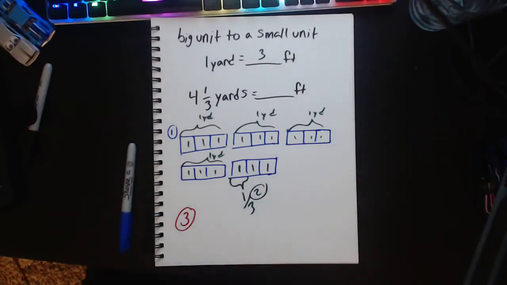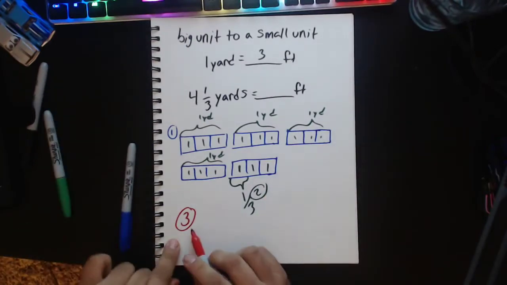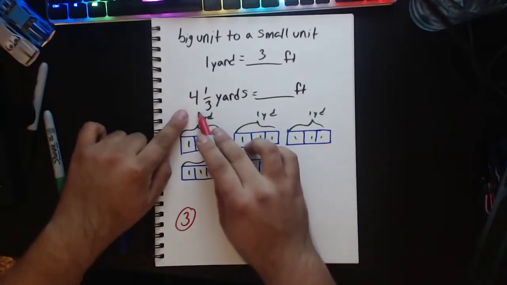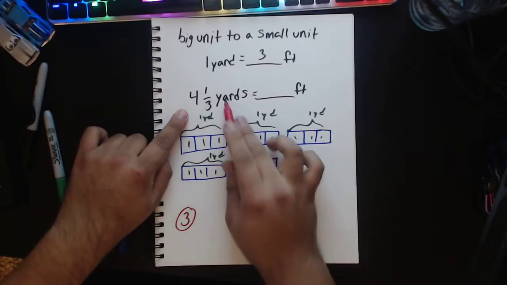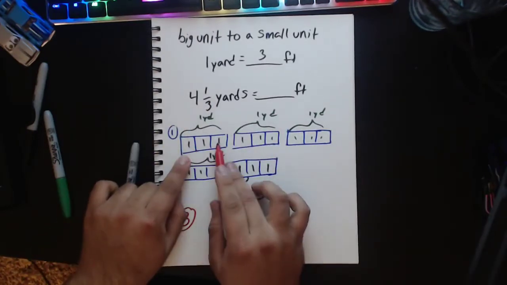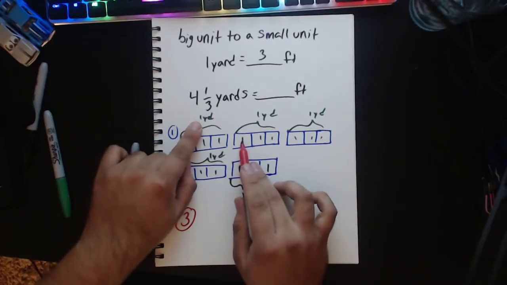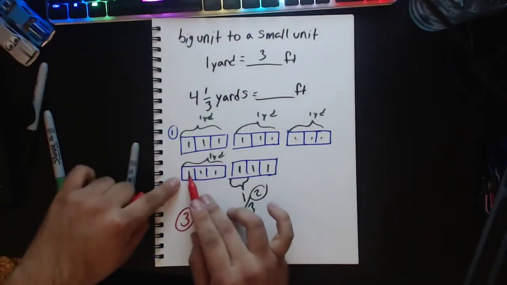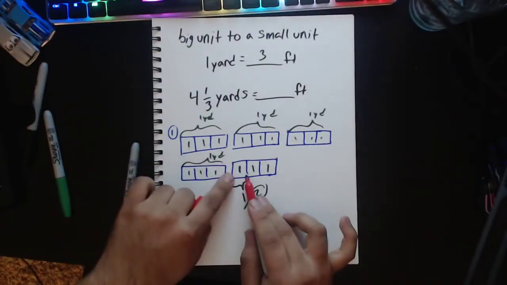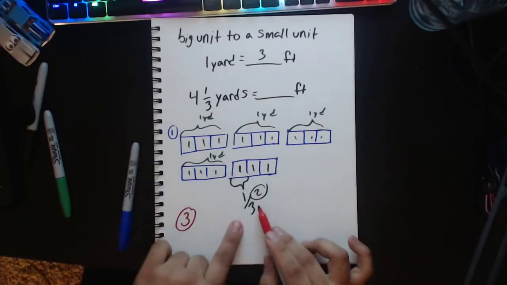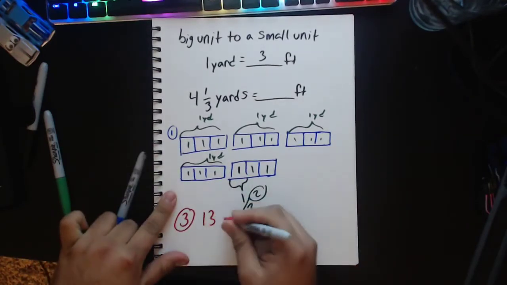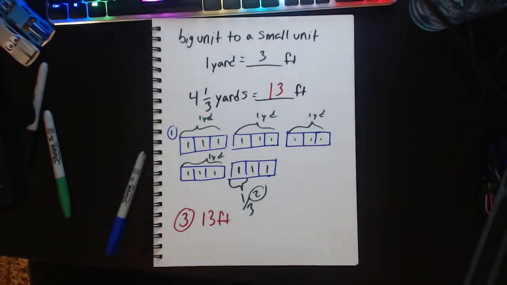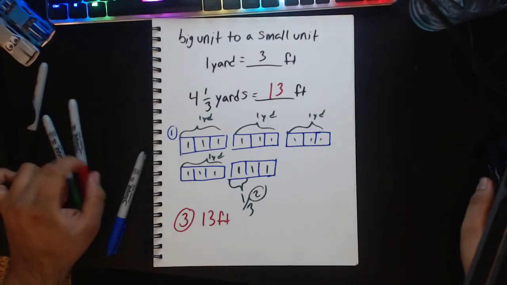That's my second step. So my third step here is I'm going to count every single one that I have, right? I have 4 yards, or 4 1/3 yards. So here I go. 1, 2, 3, that's 1 yard. 4, 5, 6, 2 yards. 7, 8, 9, 3 yards. 10, 11, 12, 4 yards. 13, my 1/3. So I have 13 feet. My answer is 13 feet. That's how you solve this problem using the tape diagram.